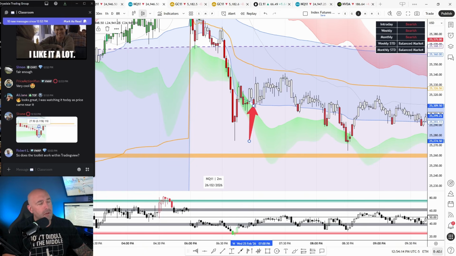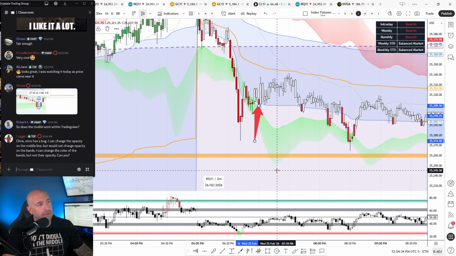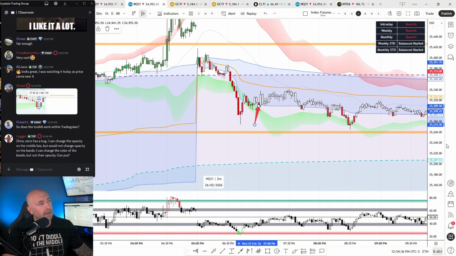Yeah, it's the TradingView indicator, Robert. No, you can't change the opacity. That's not a feature. They are what they are.